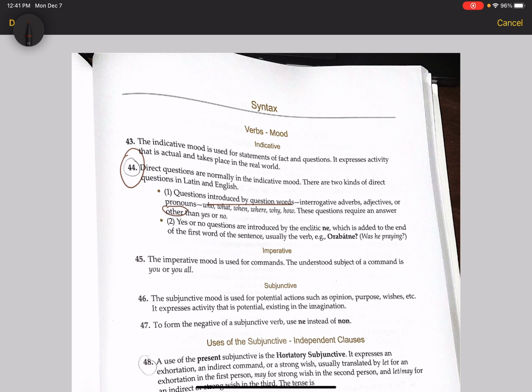Then we have the other kind of indicative question, the other kind of direct question, which is to say yes or no questions. Okay, yes or no questions are introduced by the enclitic ne, which is added to the end of the first word of the sentence, usually the verb. So orabatne means was he praying.